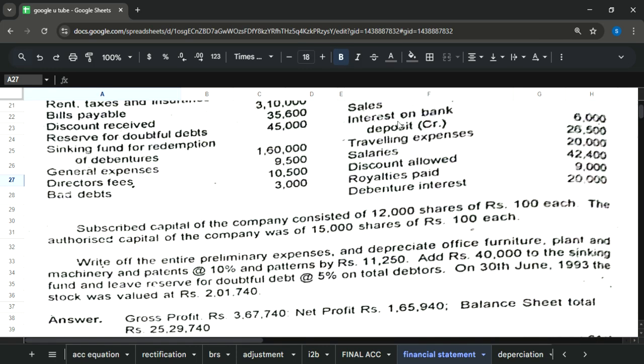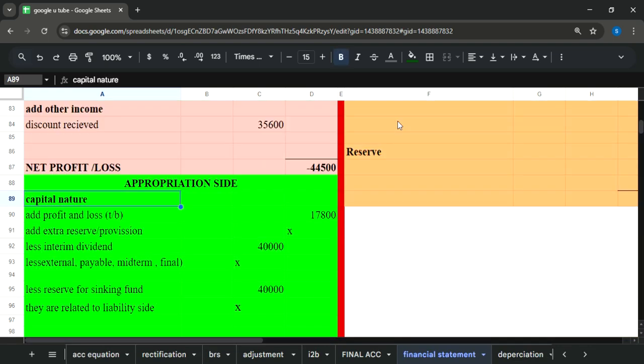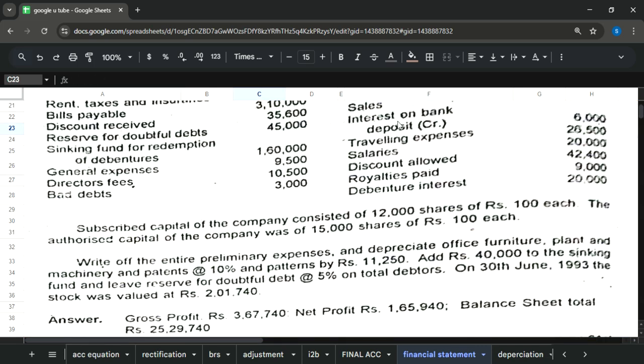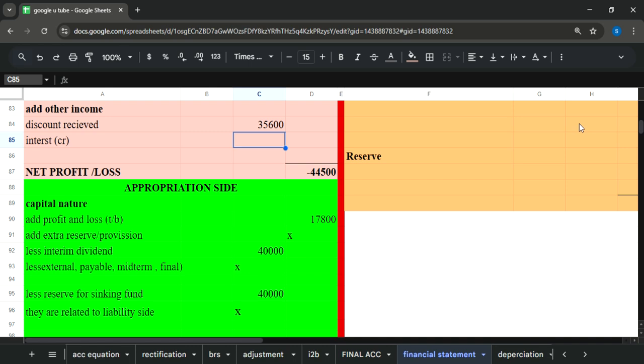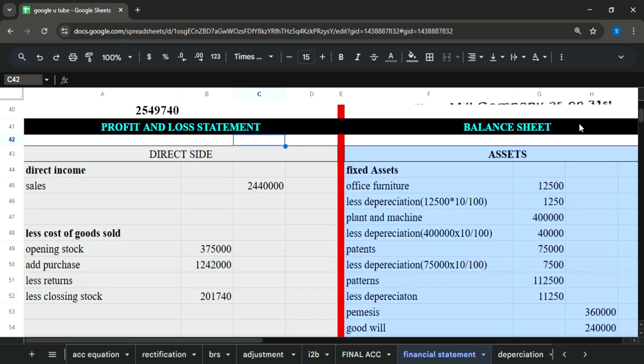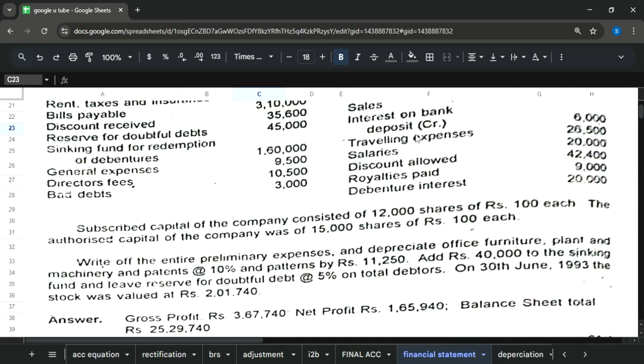Now interest, credit, other income. Here you will mention interest, which is said it is credit. How much amount of interest? 6,000. Write down this amount. Alright guys, interest is written.